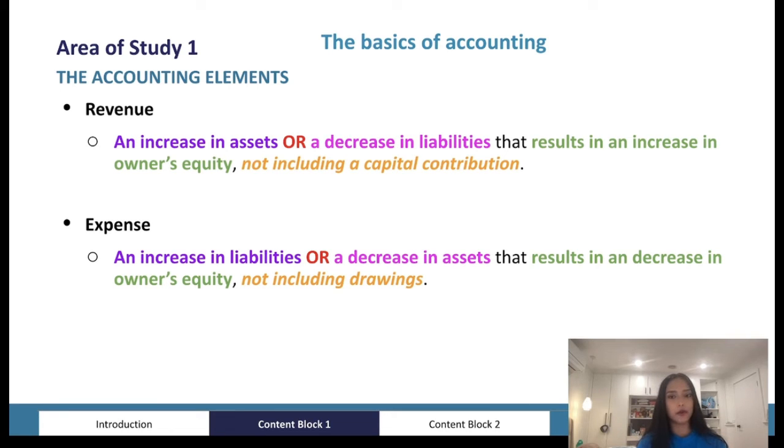So for example, rent would be a decrease in assets because we're using our cash to pay rent. So we're decreasing cash. It won't be an increase in liabilities, and it can't be both. And then again, it's not including drawings. So if you get a question that says, why is drawings not included as an expense? You would say, because it's specifically excluded in the definition.